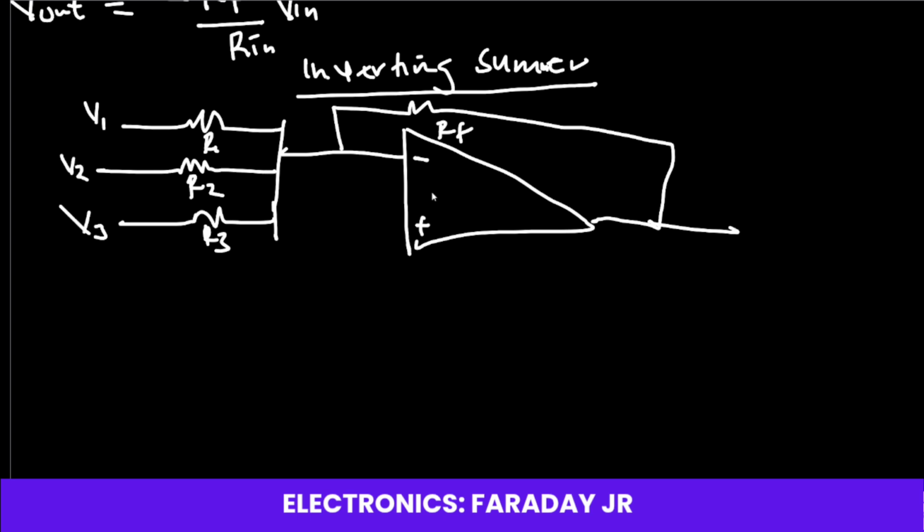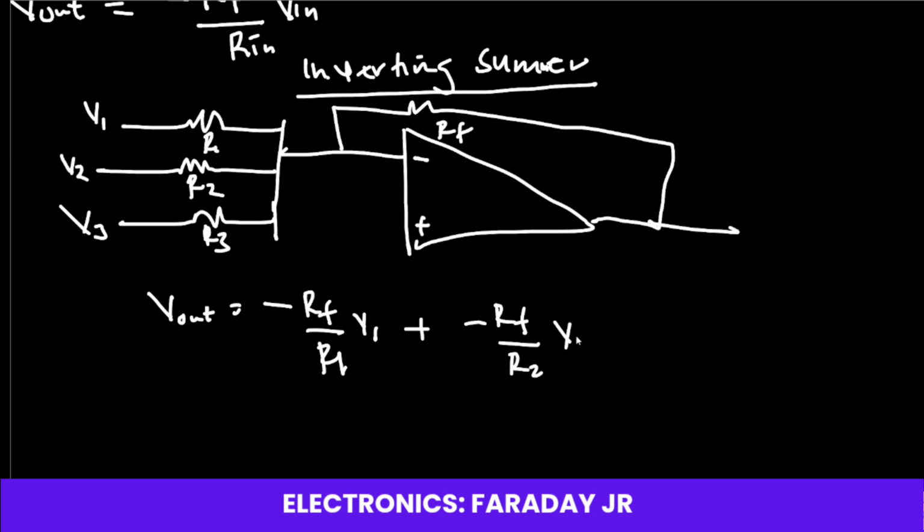This is the same as the first one we did, but in this case we are going to do it individually, right? It means that the value of V out will be equal to minus RF, the first formula we proved, divided by R1 times V1, plus minus RF over R2 multiplied by V2, plus minus RF over R3 multiplied by V3.